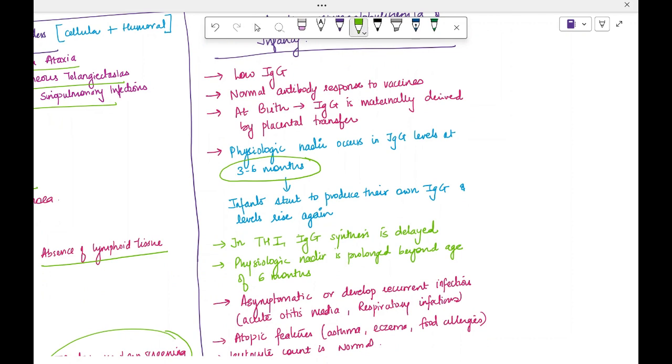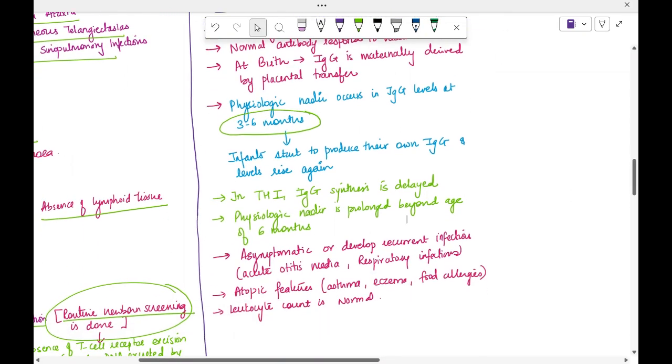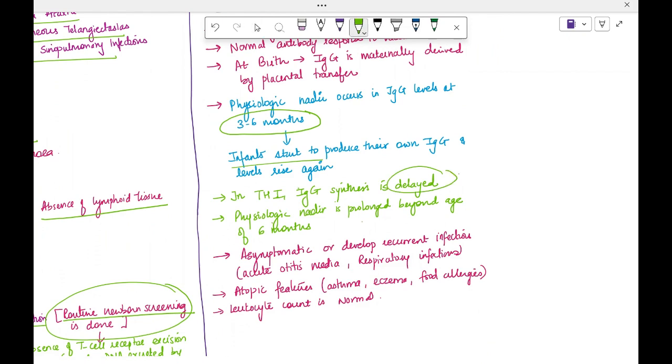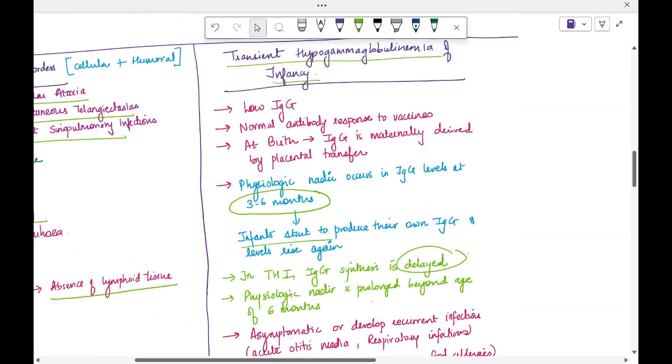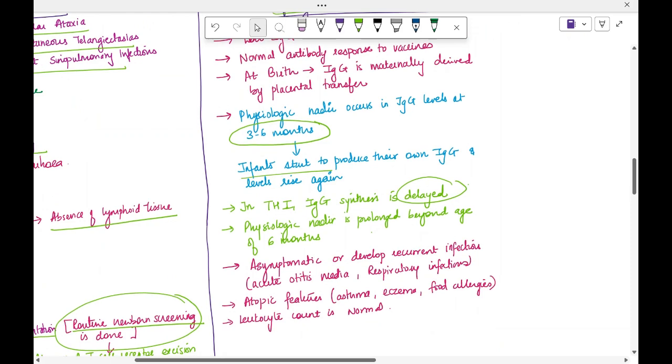So this physiologic nadir is normally occurring at 3 to 6 months between the waning of the maternal antibodies and the infant starting to produce its own. But in this transient hypogammaglobulinemia of infancy, this IgG synthesis is delayed. So the physiologic nadir is prolonged beyond the age of 6 months. So when do we call it transient hypogammaglobulinemia of infancy? When the IgG synthesis is delayed beyond 6 months of age. Okay, 6 months of age.